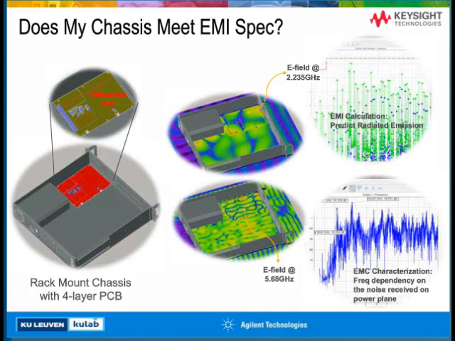But as I mentioned, since we are using the plane wave excitation for this analysis, the noise is represented by the plane wave. So we can see how much of the noise is coupled to the structure, and it also shows the frequency dependency of the chassis and the PCB structures.